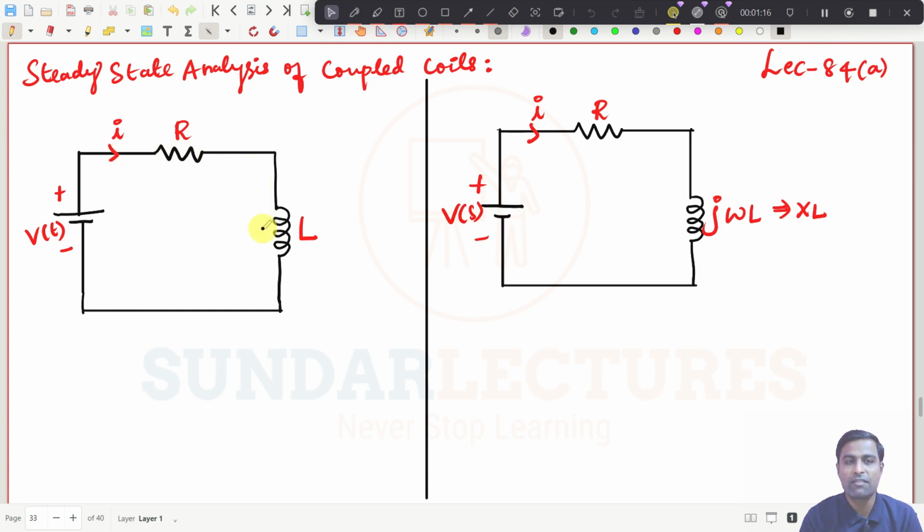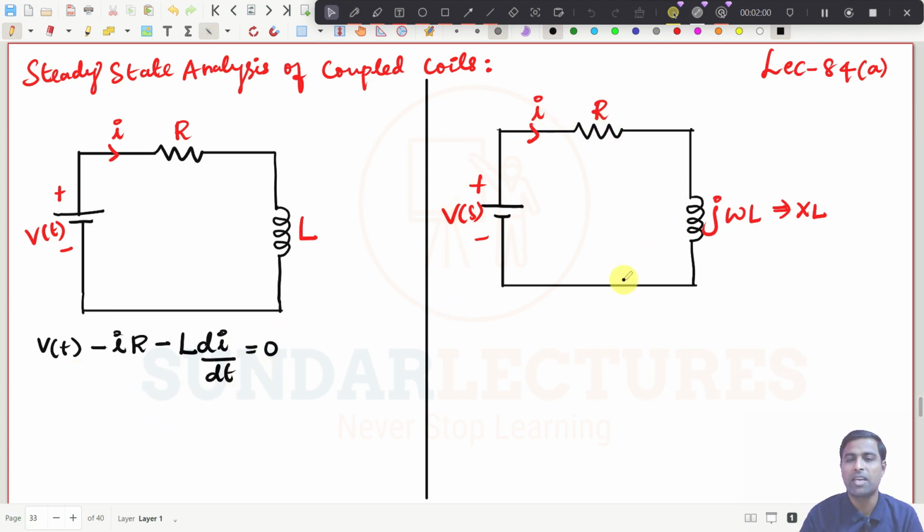If this is the first circuit, how will you write the expression? If you are writing the KVL expression, what is the equation here? It is plus V of t, because my current is like this, so I am going from minus to plus. It is plus V of t minus I into R, and this current is coming like this, so it will be minus L into di by dt. There are no coupled coils here, only one inductor, and the value of this coil inductance is L. No mutual inductance, because no other coil is connected. So this is equal to 0. This is the first expression.